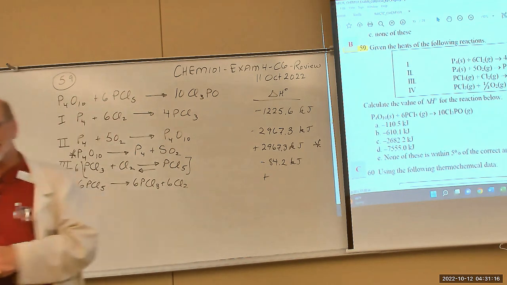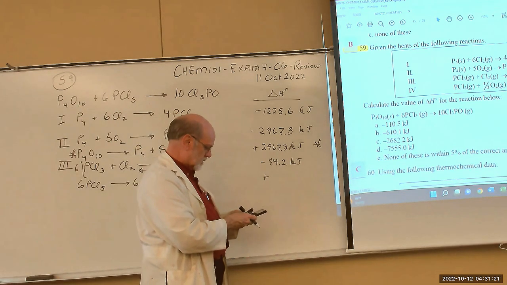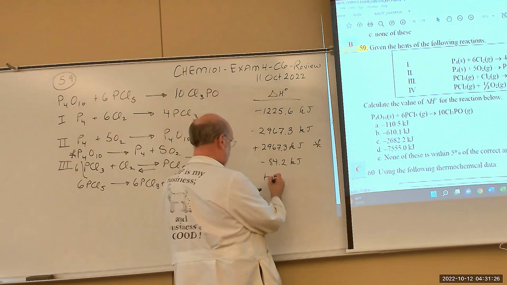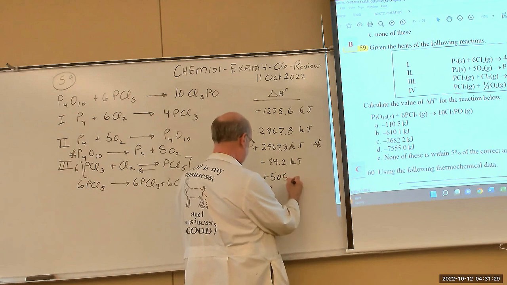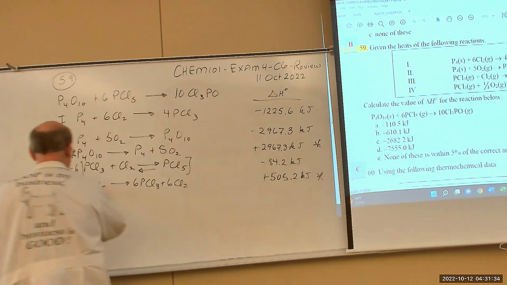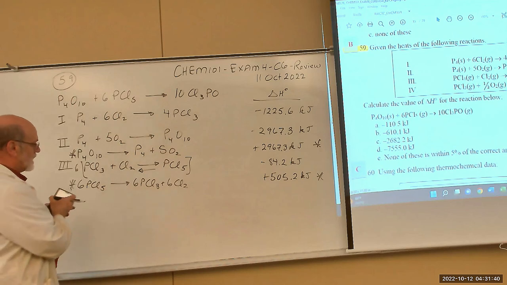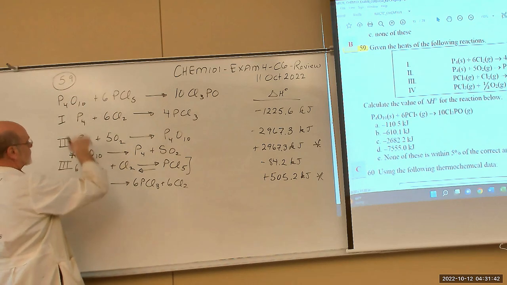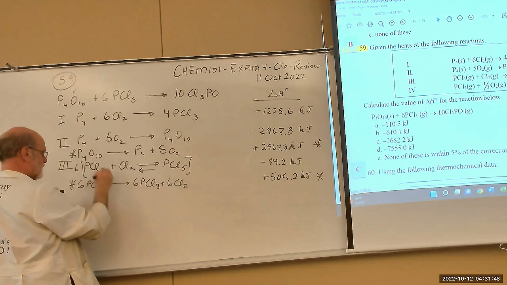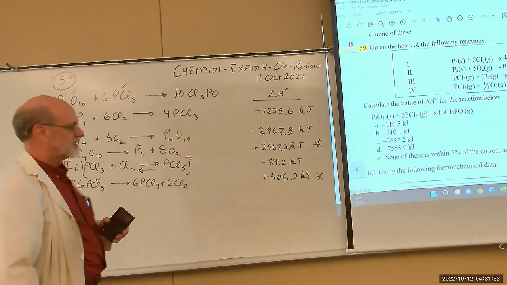So now I need my calculator. 84.2 times 6 is 505.2 kilojoules. And that's going to be another one that goes in with this one and that one so far. Now we've taken care of P4O10, and PCl5. What's next?